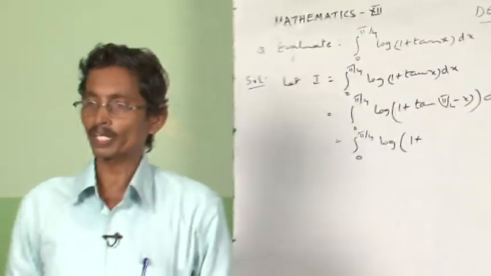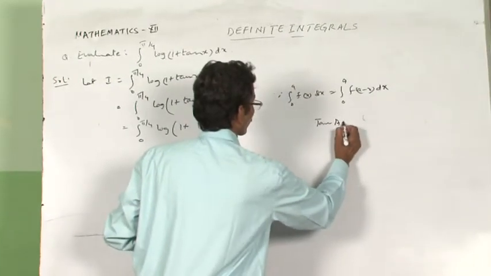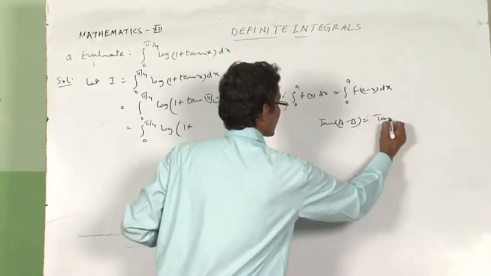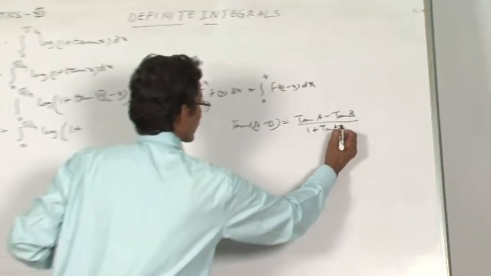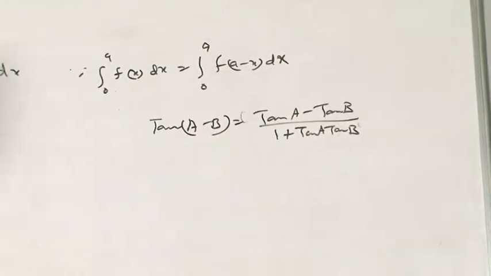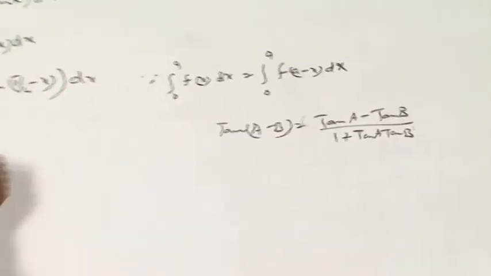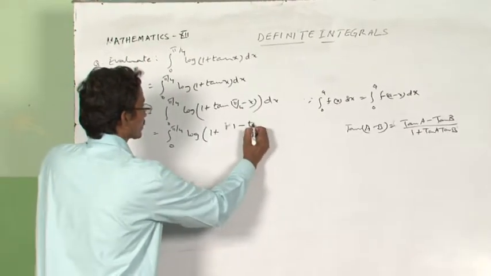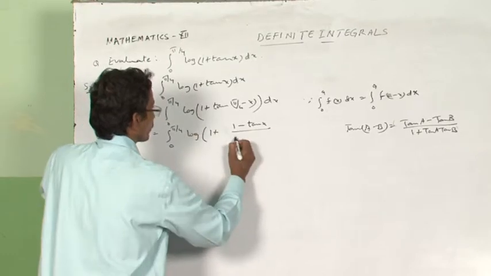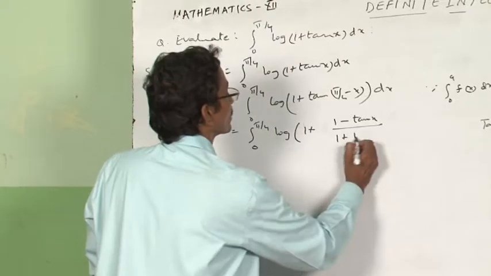What is tan(a minus b)? Tan(a minus b) is tan a minus tan b upon 1 plus tan a tan b. So, we use this formula for tan(pi by 4 minus x). I write this as: tan pi by 4 is 1, so 1 minus tan x divided by 1 plus 1 into tan x.